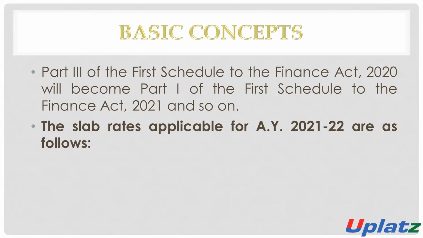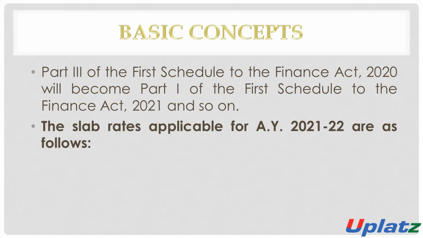So now we will discuss the rates of taxes. First we will discuss the slab rate, which is applicable for the assessment year 21 and 22. The slab rate for the assessment year 21 and 22 means the rate of tax will be applicable on the income which is earned in the previous year 20 and 21.